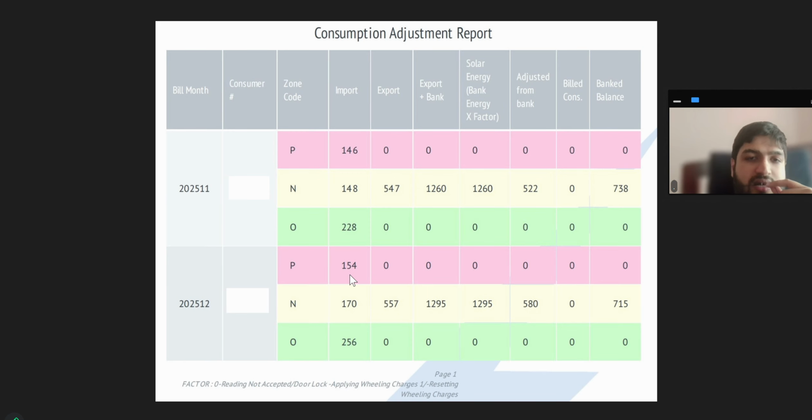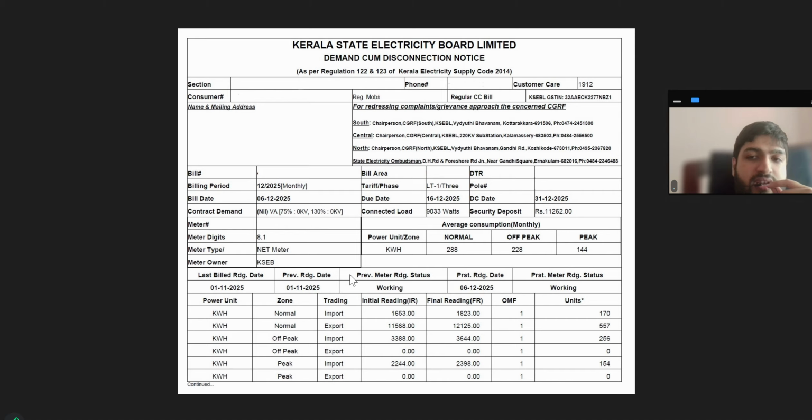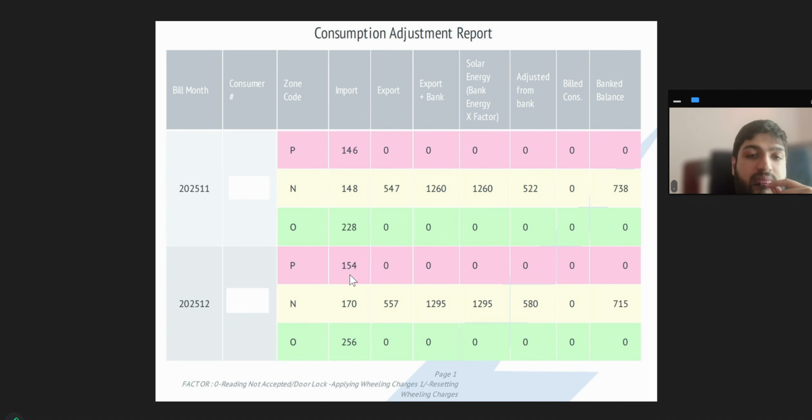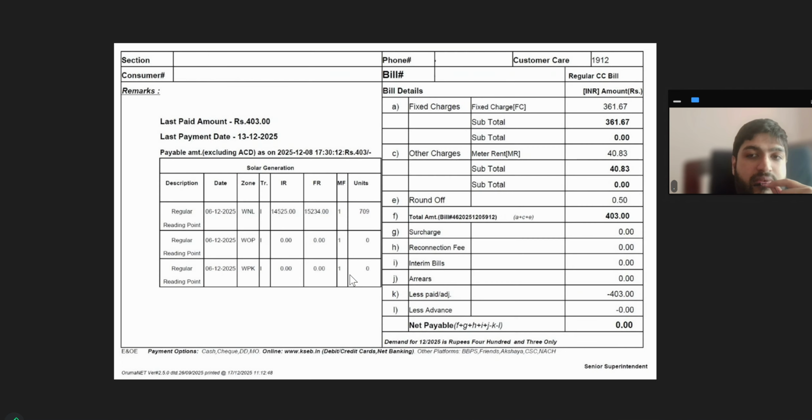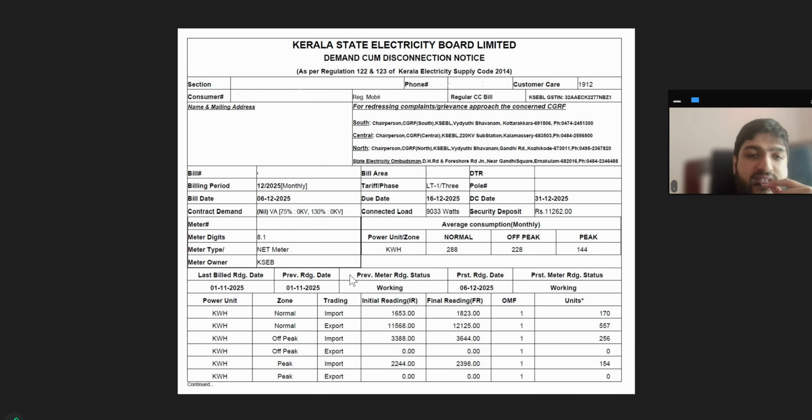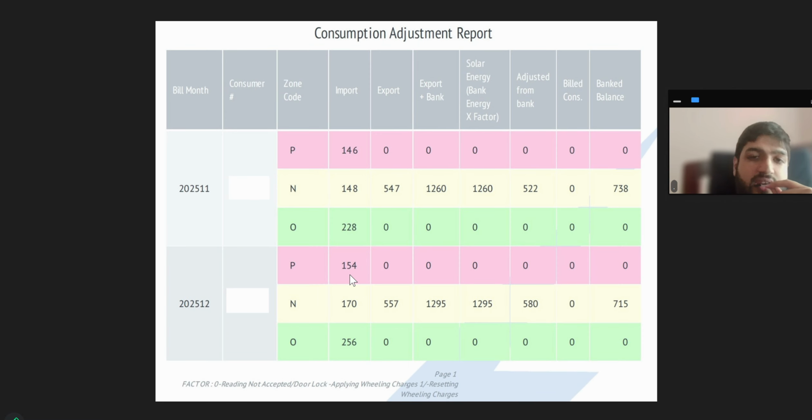Now, the import in normal time is 170. Again, that is matching here. And the off peak import will be 256. Again matching here. So please note that you are only charged for the import of units from the electricity bill. That's why only import is mentioned here.